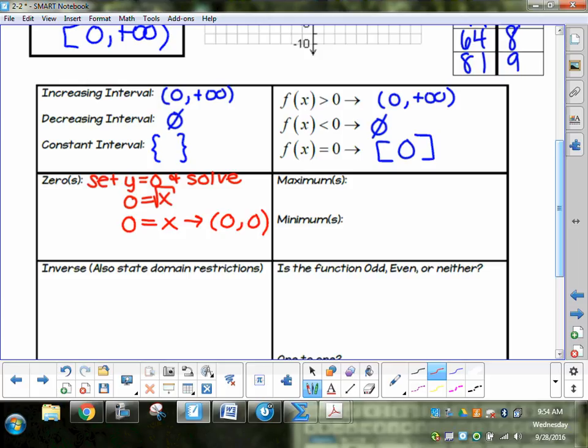You could give it out as either x equals 0 or the ordered pair (0, 0), which is the origin. But if it asks for the zeros, you have to show out the algebra. Looking at the graph is not enough.